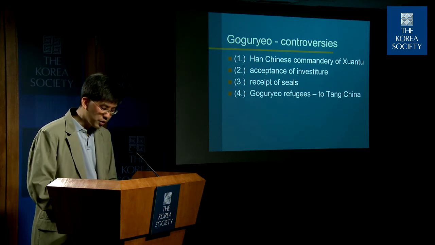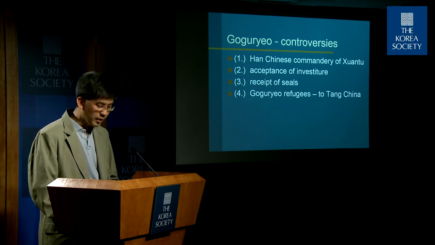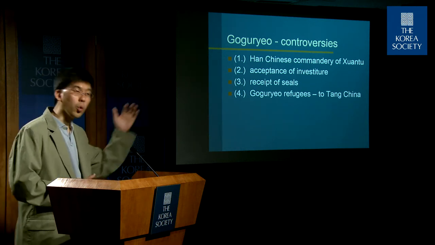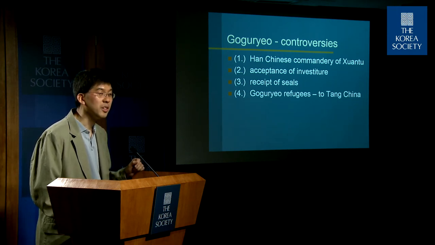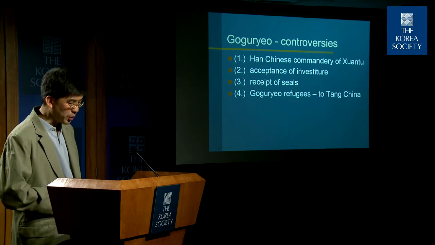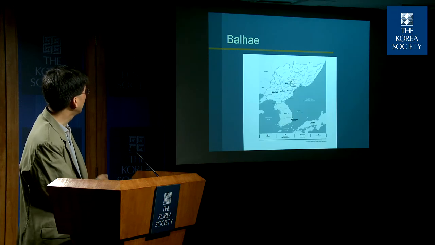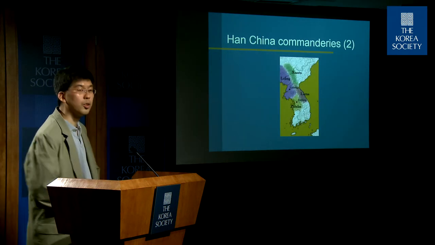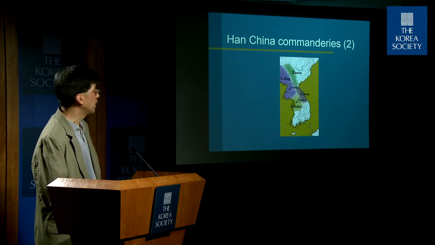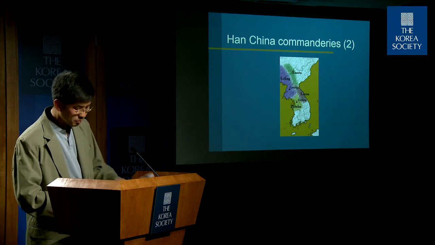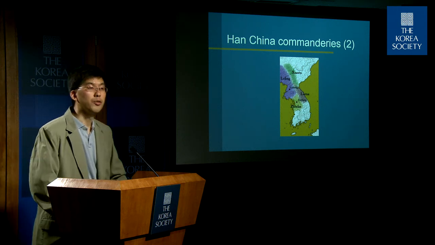Now, this issue is closely related to a second point of contention between both Koreas and China, and that's China's claim that Goguryeo, the most northern of the three kingdoms, was not a Korean kingdom, but was actually Chinese. It's a particular focus of China since, I don't have a map of this, Goguryeo's territory was mainly in Manchuria. Their argument has several parts, but one major claim is that Xuantu, the Han commandery Xuantu, developed into Goguryeo.